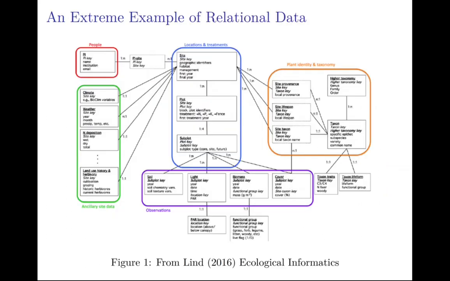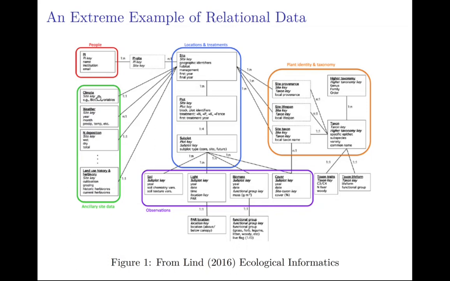And so here's an extreme example of relational data, but I just wanted to give you all an idea of what that looks like. This is from the Lind paper in 2016, and this is a representation of the data from the Nutrient Network. You can look that up if you're interested. So here you can see that, for example, there's site data, right? So each site has a set of data.